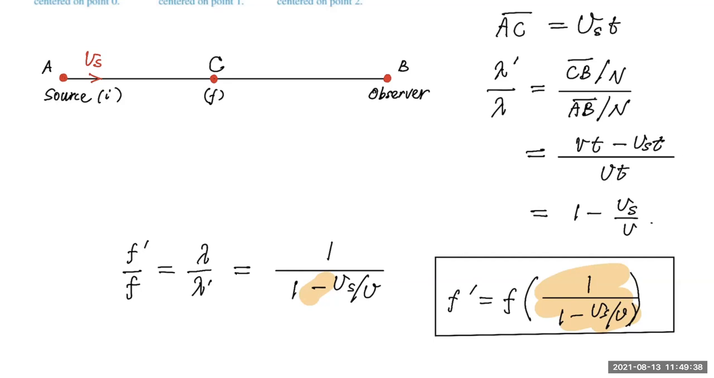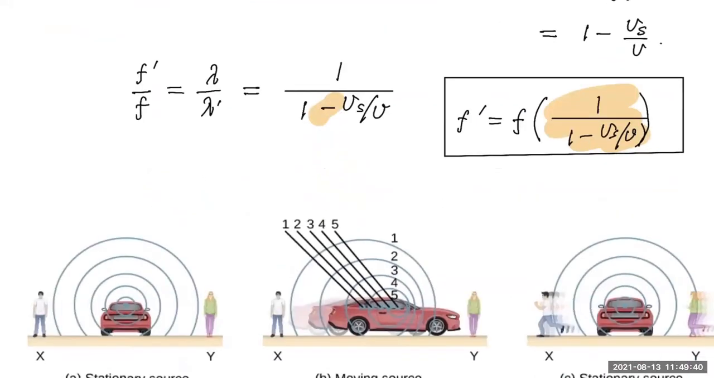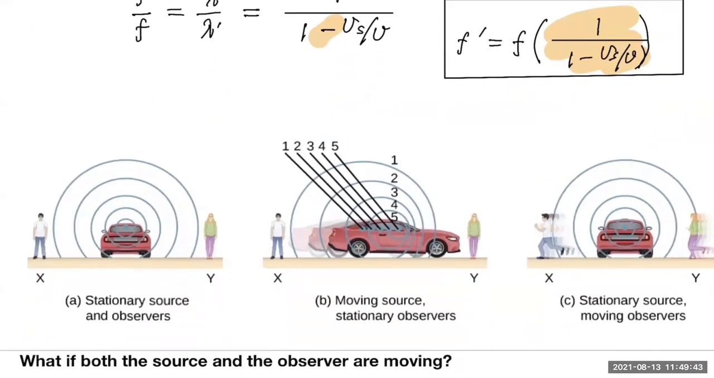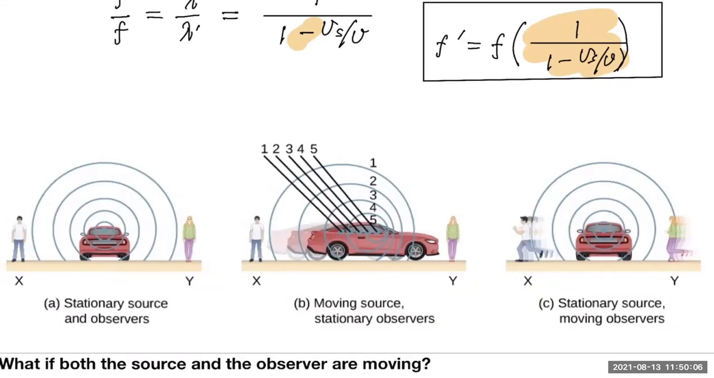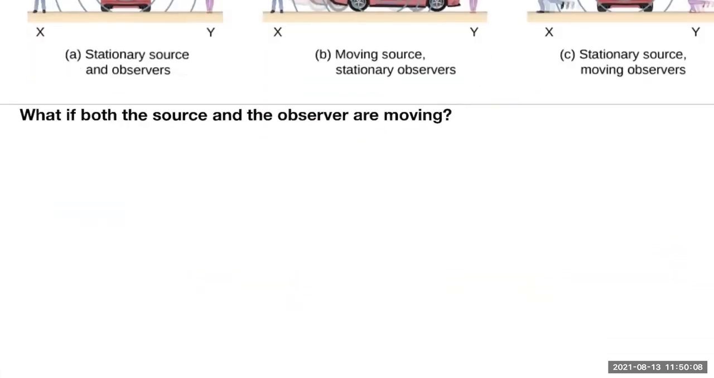Now, what happens if you combine? What happens if you have both? By the way, you have another visual illustration of the Doppler effect with both mechanisms. Here, the first diagram is when neither the source nor the observer is moving. Of course, you don't have any Doppler shift. The second case is when the source moves towards the observer, and the third case is when the source is not moving, but the observer is moving either away or towards the source. So what if both are moving?